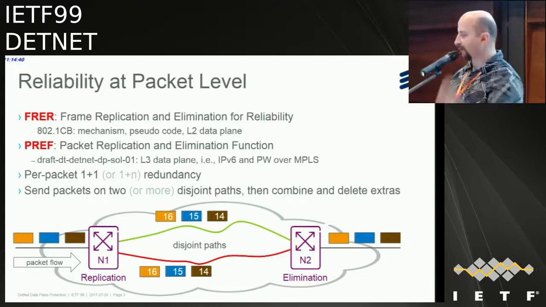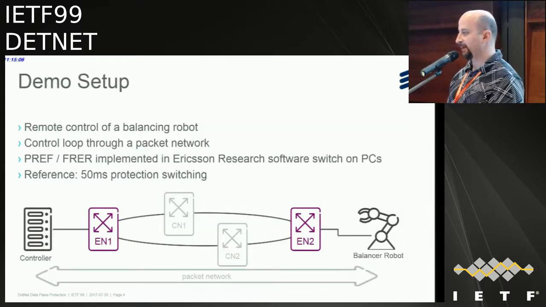So what we focused on is the pseudowire over MPLS. The basic idea, I think you are all familiar with, is a per packet redundancy. We have a replication point that replicates the packets, adds the sequence number, and sends the packets on disjoint paths to the elimination point that gets rid of the extras and sends on the one copy. So that's the basic mechanism.